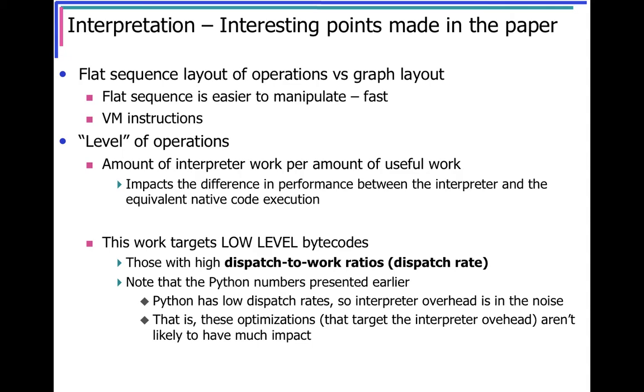And so this level dictates the performance we're going to get if we optimize the interpreter for this dispatch. If you have programs with high dispatch to work ratios, a high dispatch rate like Java, you're going to have more of an impact on overall performance than you are with a lower dispatch rate in a language like Python.